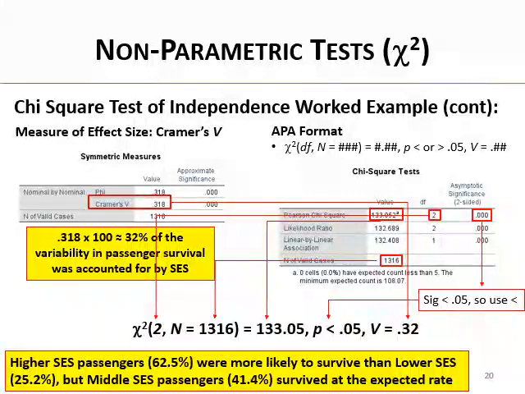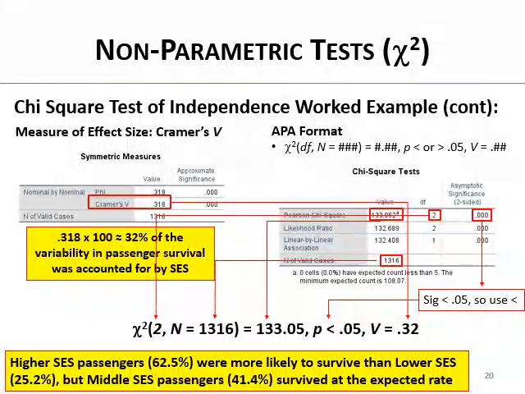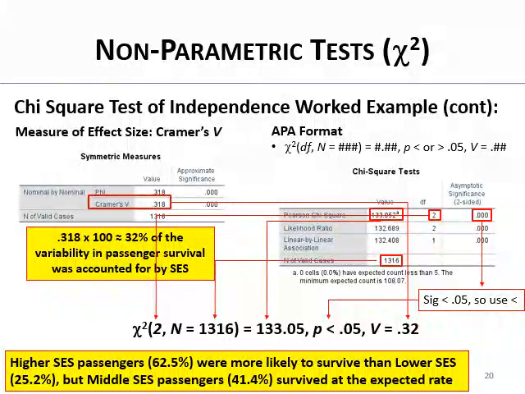So the end result here, what you tell grandma, is that higher SES passengers, 62.5%, were more likely to survive than lower at 25.2%. So if you're Rose, you're more likely to survive basically than Jack. However, if you're in the middle class of the ship, you sort of survived at the rate you would have expected. Remember, their standardized adjusted residual was not bigger than 2.